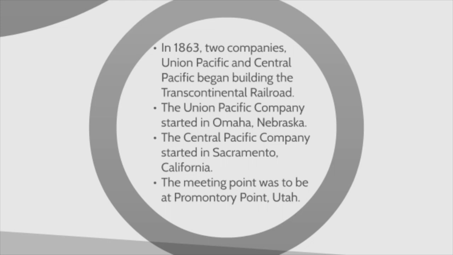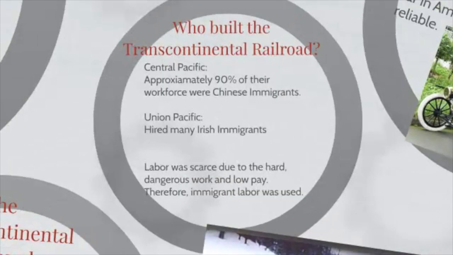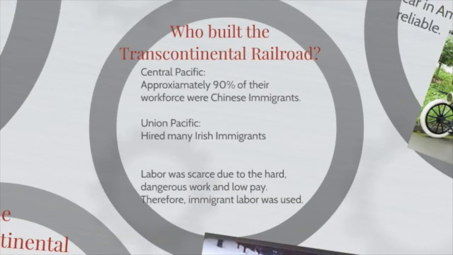So they actually had to be really precise if you think about it, because if they messed up as they were getting closer to each other, then the system would be off, the tracks would be off, and they wouldn't be able to connect in Utah. So it was pretty incredible what they managed to do. And the people that actually built this, that managed to get that perfection down for the Transcontinental Railroad, were immigrants. The Central Pacific Company used primarily almost all Chinese immigrants, and the Union Pacific Company hired many Irish immigrants.